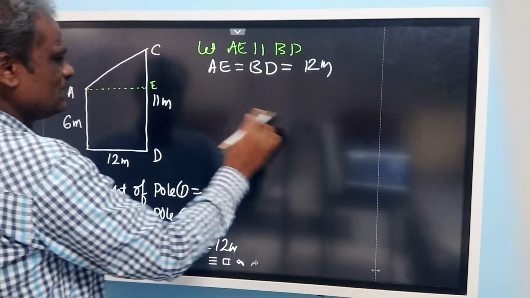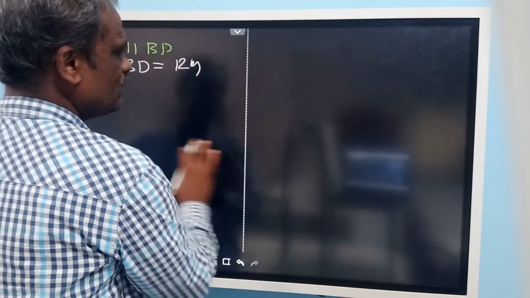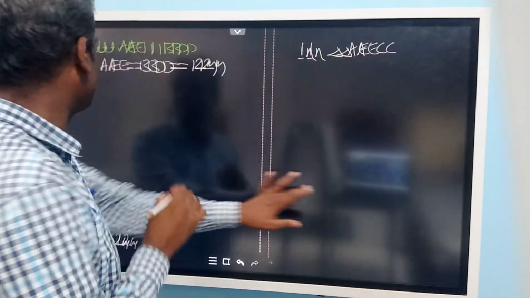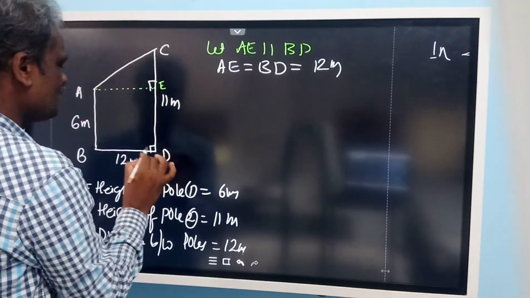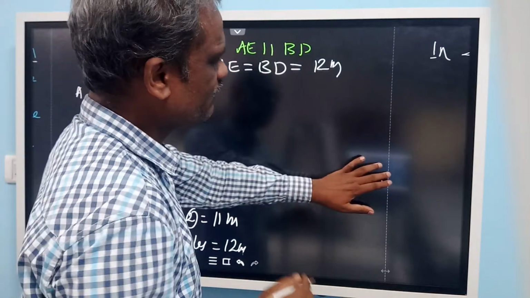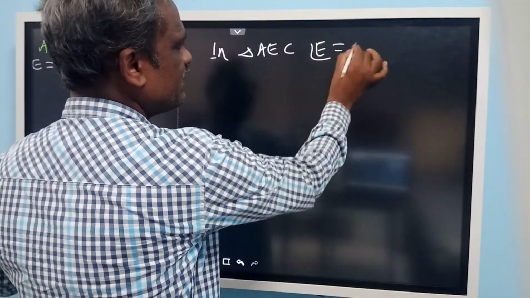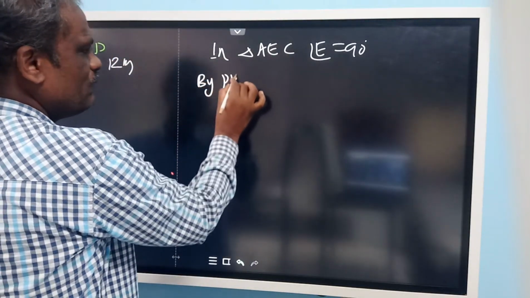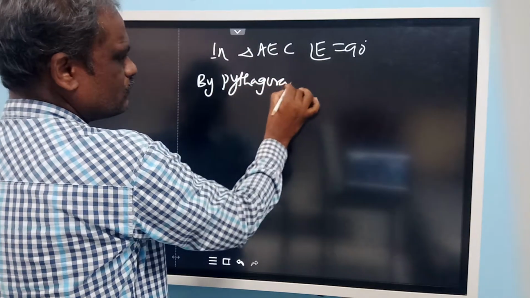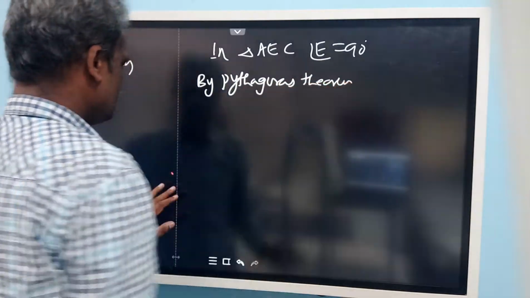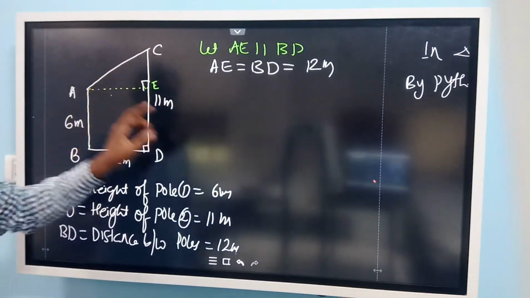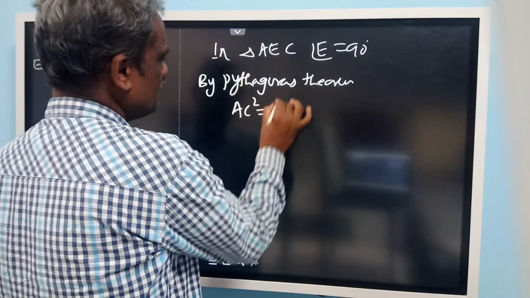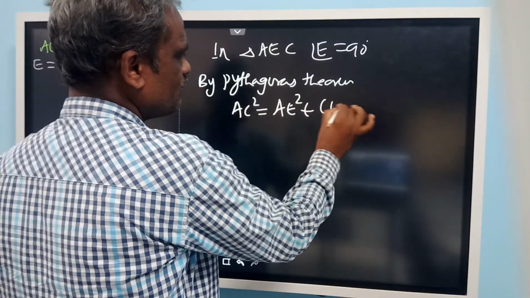Now in triangle AEC, look at the angles. Angle E will be 90 degree because this is also 90 degree. So angle E is equal to 90 degree. Therefore, let us apply Pythagoras theorem here. AC square is equal to AE square plus CE square.